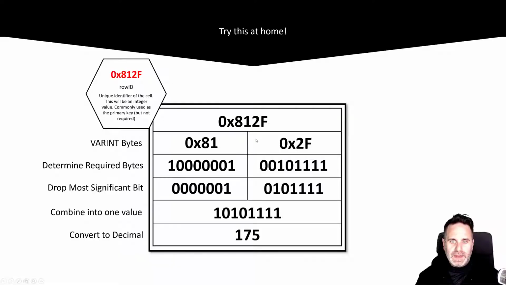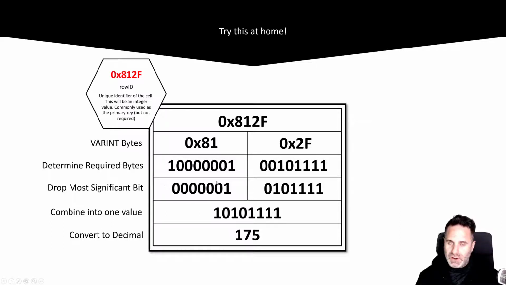So let's just fill that in. We get hexadecimal 81. When we convert that to binary, we get a 1 in the most significant bit. So we know that we also need hexadecimal 2F. Hexadecimal 2F starts with a 0, so we know that we do not need a third. We drop these most significant bits and combine.